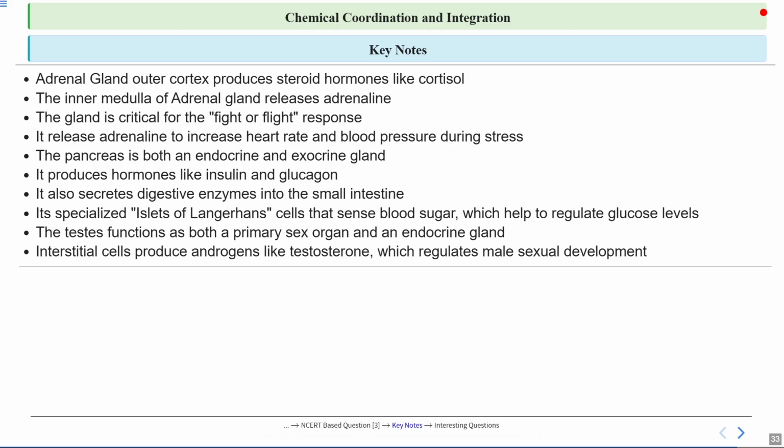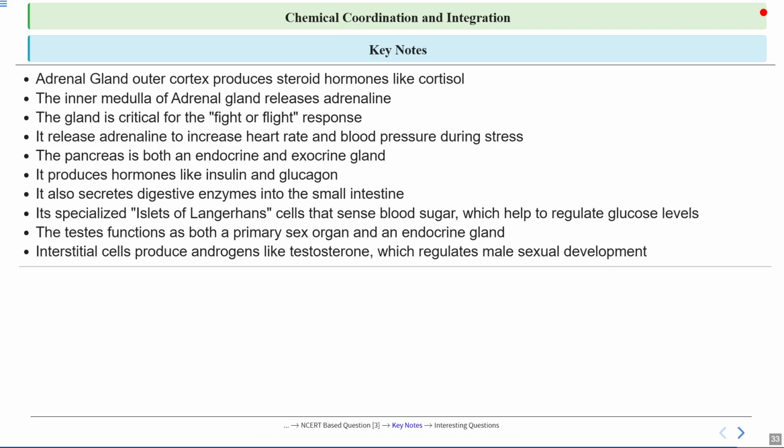In the adrenal gland, the outer cortex produces steroid hormones like cortisol, and the inner medulla releases adrenaline. We have covered this also. Then we discussed the gland that is very important for the fight or flight response. It releases adrenaline to increase heart rate and blood pressure during stress. Then we talked about the pancreas, that it is both an endocrine as well as an exocrine gland. It produces hormones like insulin and glucagon. It also secretes digestive enzymes into the small intestine. It has specialized islets of Langerhans cells that sense blood sugar, which helps to regulate glucose levels.